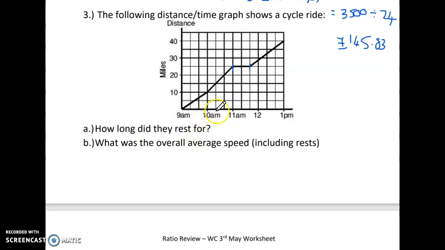Should be 4 really. 1, 2, 2. That one's wrong. Anyway, so 4 blocks make an hour. They've stopped for 2 blocks, so each block is going to be a quarter of an hour or 15 minutes. So what they've stopped for is 30 minutes.